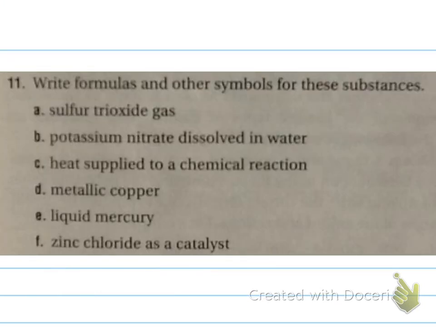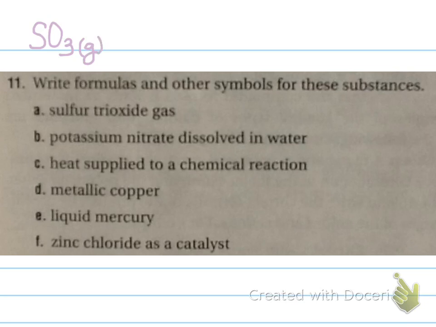Number 11. Write formulas and other symbols for these substances. Letter A, sulfur trioxide gas. So sulfur trioxide is a molecular compound, so my prefixes become my subscripts. So it's SO3, and the gas is a subscript of a G.